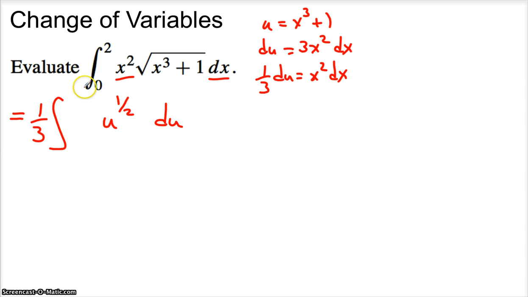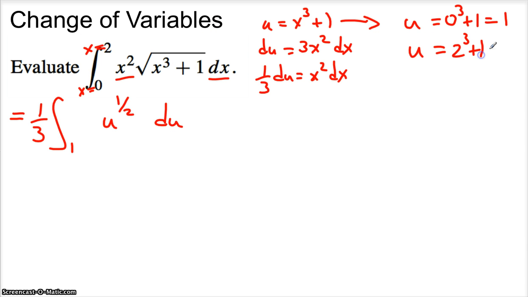So we have one more step here. We have to change the limits of integration here because now we changed it to u. So these are x from x equals 0 to x equals 2. So we go back here, and let's start with x equals 0. When x equals 0, u equals 1. So the lower limit here is 1. The upper limit, that's when x equals 2. 2 cubed plus 1 equals 9.